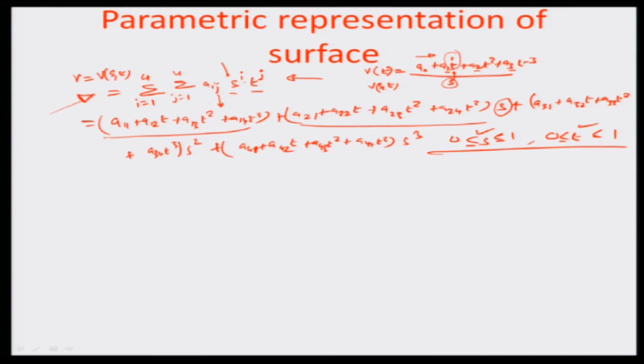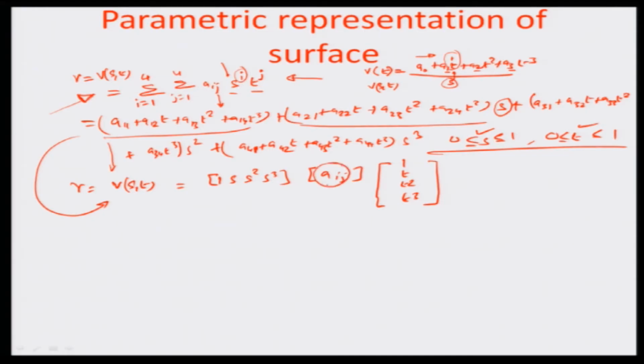The only difference here is there is an additional degree of freedom, because of which an additional subscript comes into the picture for the various i's and j's along the parameters s and t. In a similar manner, you can represent this as a matrix equation where R can be V(S,T), represented as the matrix 1, s, s square, s cube, times the A matrix corresponding to a_ij, and on the other side you have the T matrix, 1, t, t square and t cube. This is how you can write the whole expression, and this is a 4 by 4 matrix with entries a11, a12, a13, a14, then a21, a22, a23, a24, then a31, a32, a33, a34, and a41, a42, a43, a44.